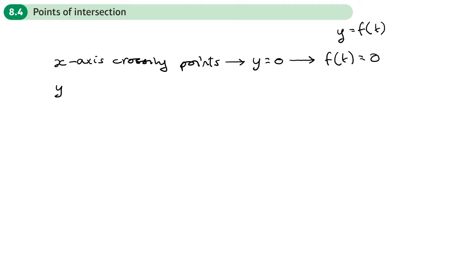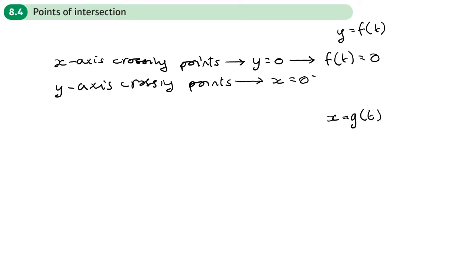If you want to find out where a graph crosses the y-axis, its point of intersection, then you make x equal to 0. So if we had x equals a different function of t, then we would make that function of t equal to 0 and solve it.